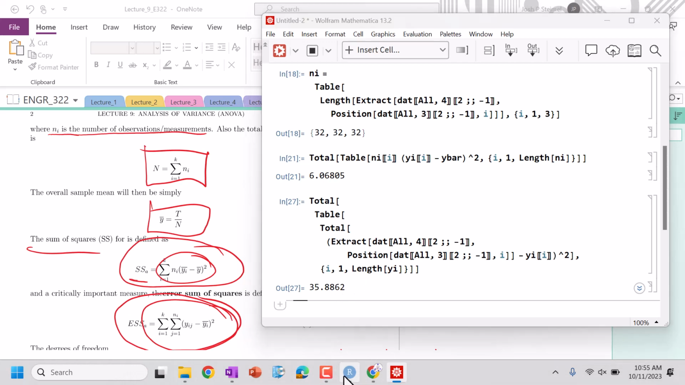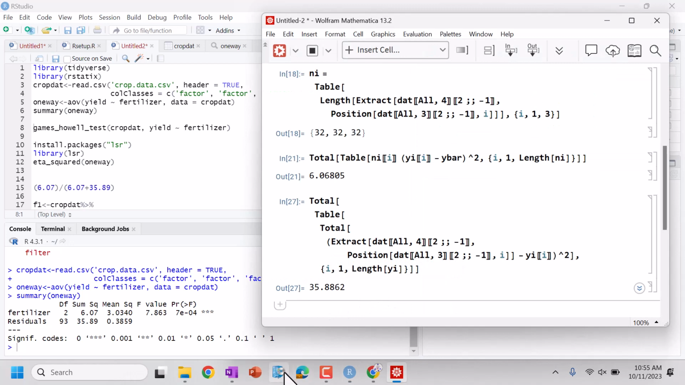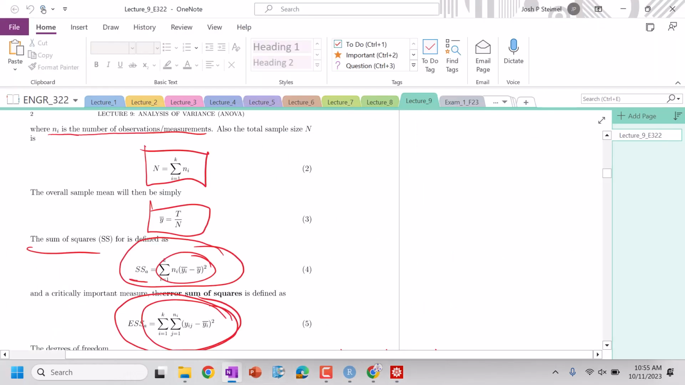35.88, what do we got? 35.8889, looks good to me. Fantastic. So we've got that as well. So we're able to calculate the error sum of squares. What's next?